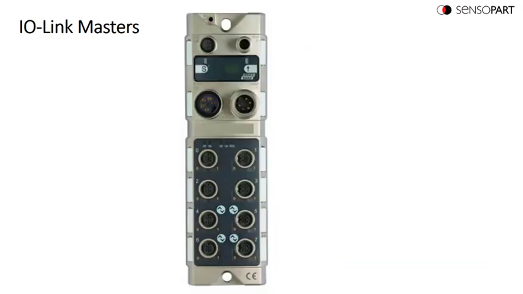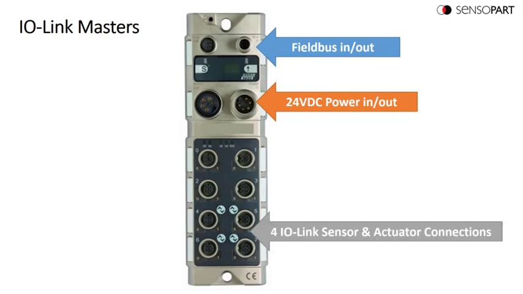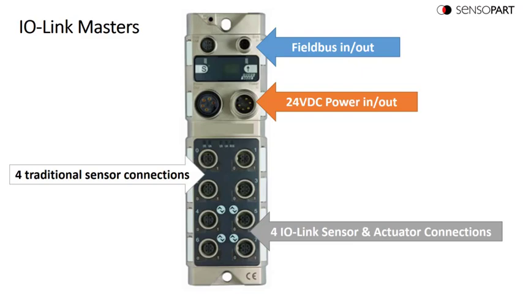Your typical IO-Link master will have a field bus in and field bus out connector and a power in and out. Some companies actually now combine these into one connector where you've got power and communications in one cable. This particular master has 4 IO-Link sensor connectors. You could connect a traditional sensor there as well, and it's got 4 that are traditional sensor only. Typically, every sensor connector will be an IO-Link sensor.